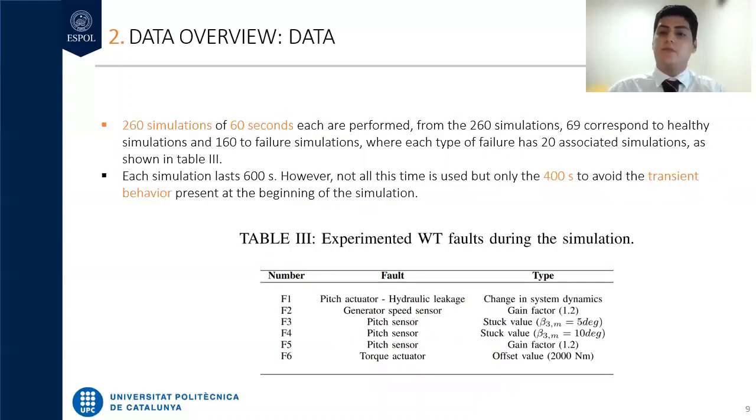260 simulations of 10 minutes are performed. From these, 69 correspond to healthy simulations, and 160 to failure simulations, where each type of failure has 20 associated simulations, as shown in Table 3. Each simulation lasts 10 minutes. However, not all this time is used, but only the last 400 seconds, to avoid the transient behavior present at the beginning of the simulation.